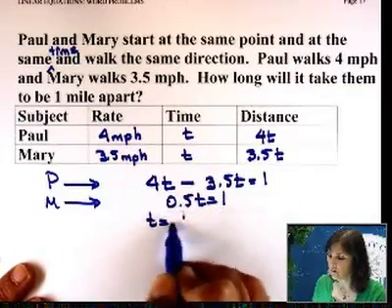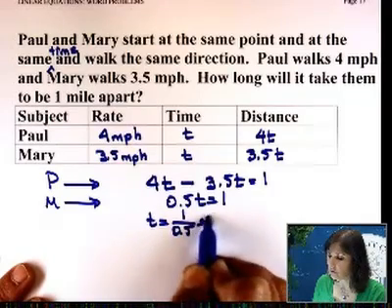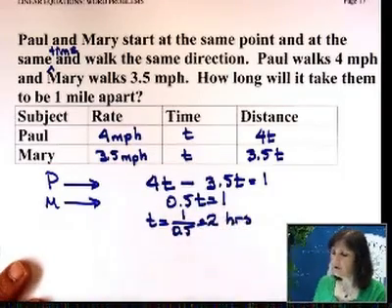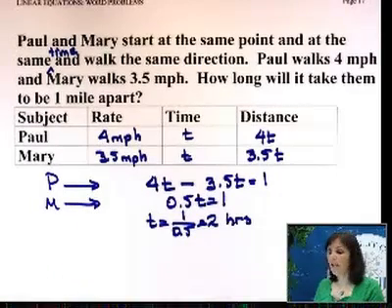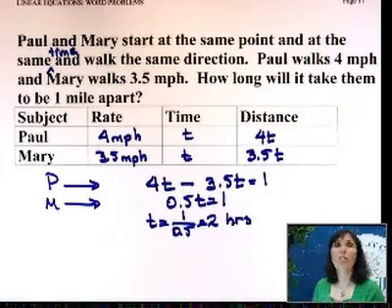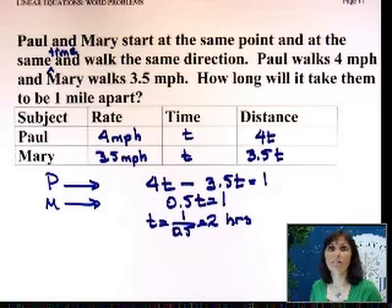t equals 1 over 0.5, which is 2. Guess what? He's going to start walking really fast, and she's going to try to catch up. And then after 2 hours, he's going to be 1 full mile ahead of her.